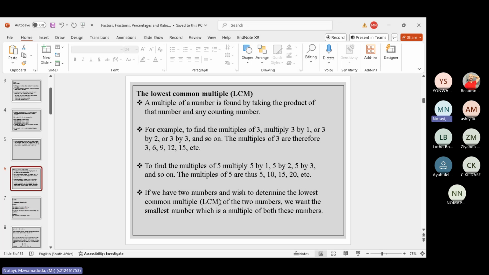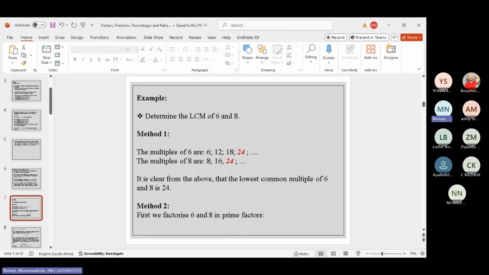So I have 2 numbers and wish to determine the lowest common multiple of the 2 numbers. We want the smallest number which is a multiple of both numbers. So it's going to be the smallest multiple of both numbers. Let's look at the examples. Determine the LCM of 6 and 8.